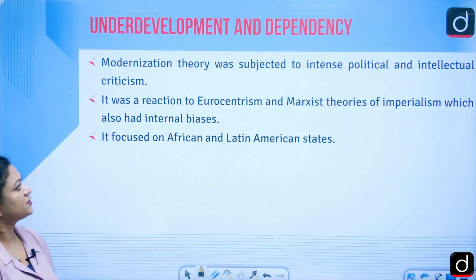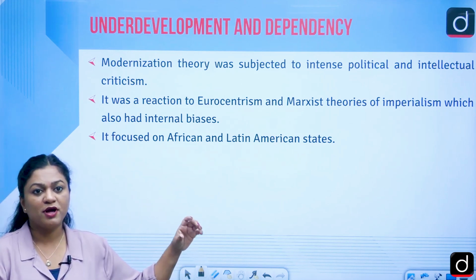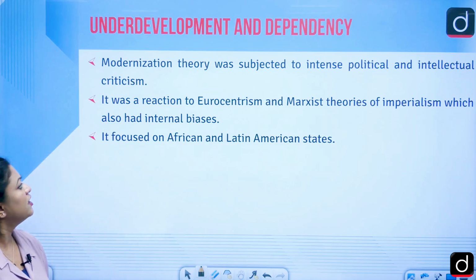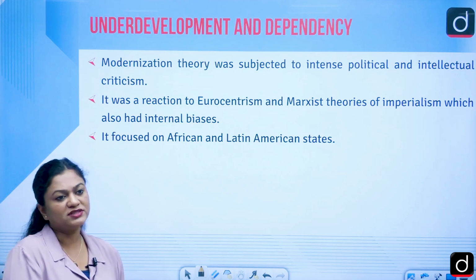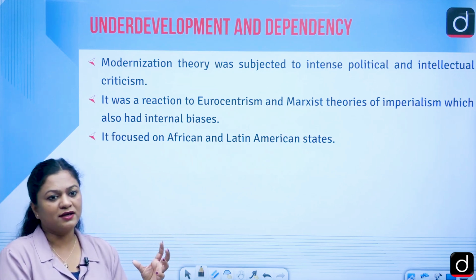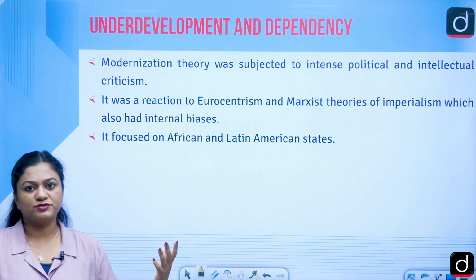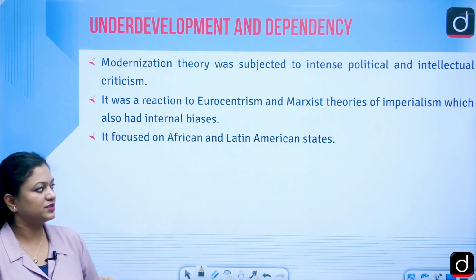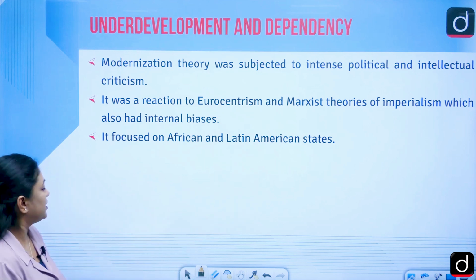Modernization theory was subjected to intense political and intellectual criticism. It was a reaction to Eurocentrism, or the idea of provincializing Europe as mentioned by Dipesh Chakrabarty, and to Marxist theories of imperialism, which also had internal biases because they were very Eurocentric. They did not look at the plight of the people in Asian, African and Latin American countries. It focused on African and Latin American states in a very coherent manner.